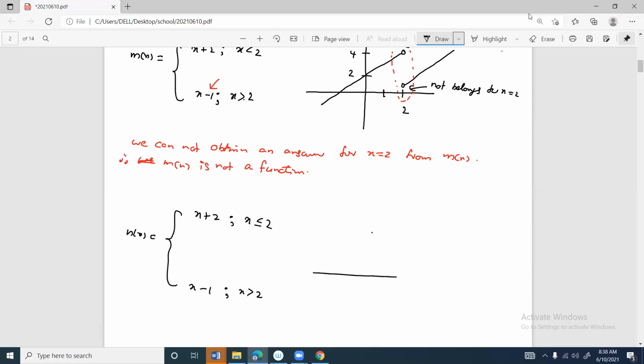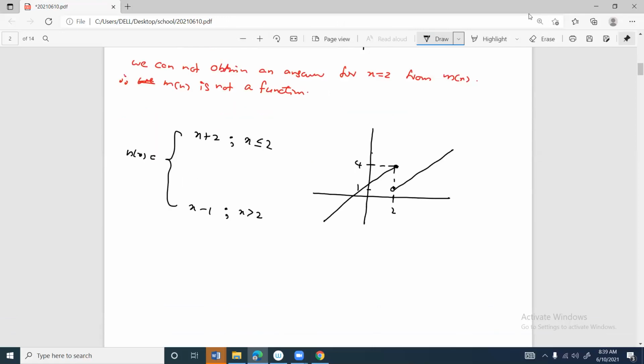So for this situation, at x equals 2, it's 4. Here it belongs to this point. And the other one is 1. So here it goes like this. So here what you can see, for all x values, there's a functional value. At x equals 2, this belongs to 2.